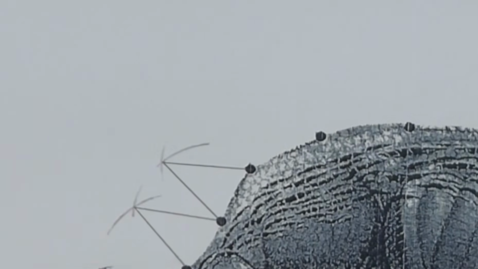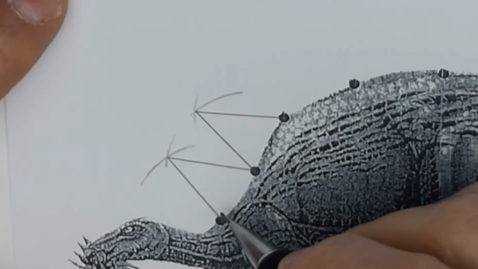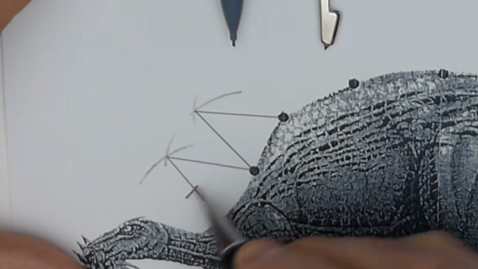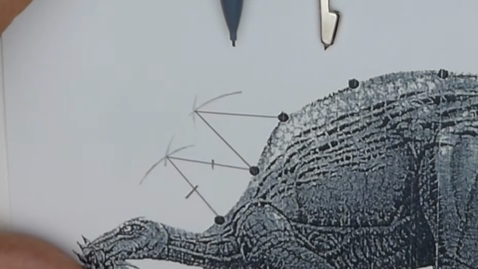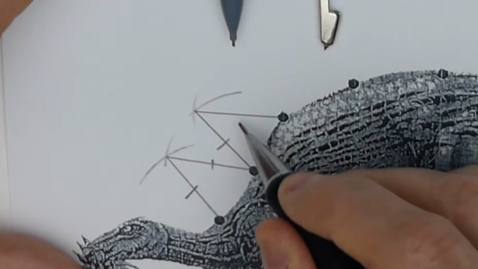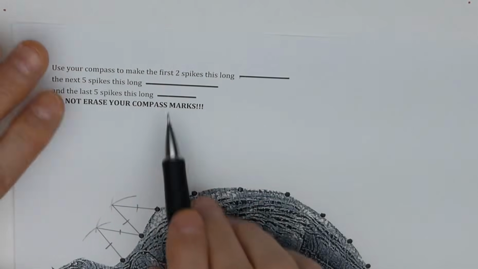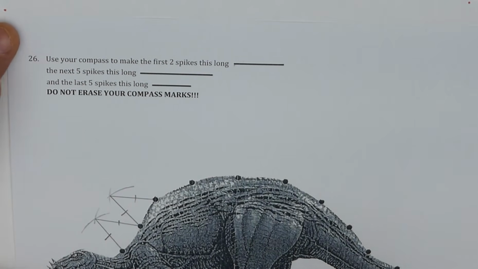Now, please don't erase your compass marks, because that makes it so we can see this. It would be worth talking about why this works the way it does. What we've done here is, when we set this compass to this distance right here, we're basically making an isosceles triangle. These two sides are the same because they're the radius of that circular arc that we did there, and those two are the same. So these two spikes are going to be the same. The next 5 are going to be a little bit bigger, and the last 5 are going to be a little bit smaller, but they'll all be the same. All right, good luck with that. Again, this is basically just about practicing using the tools.